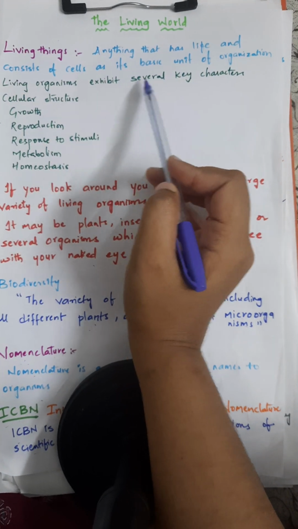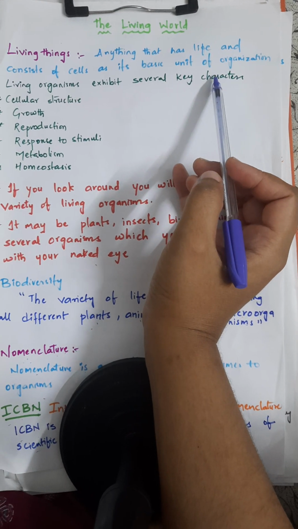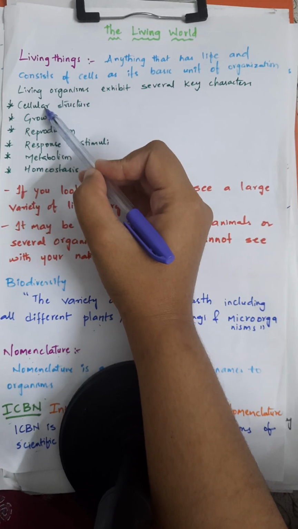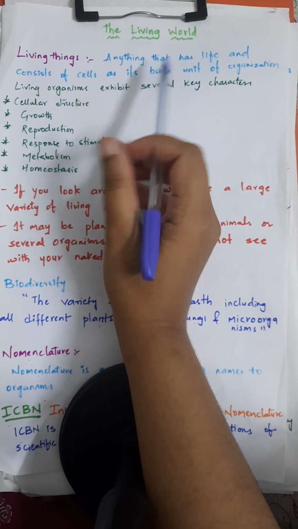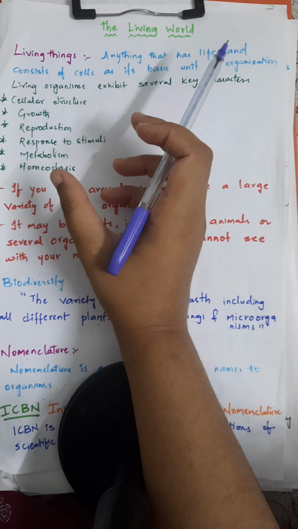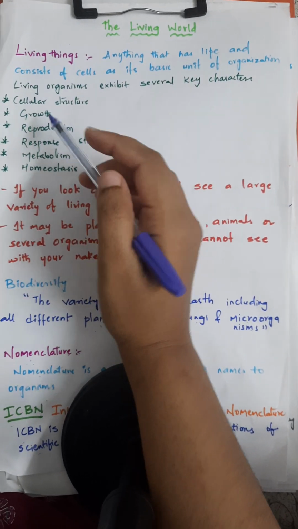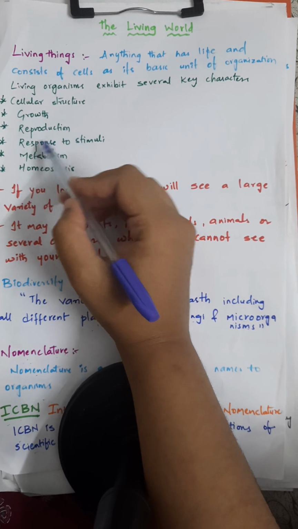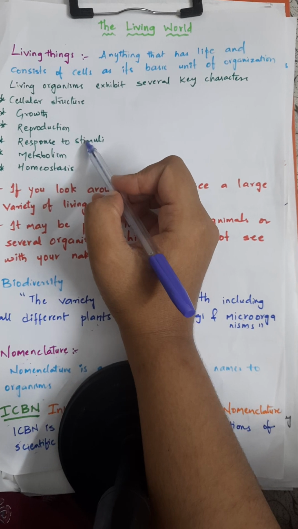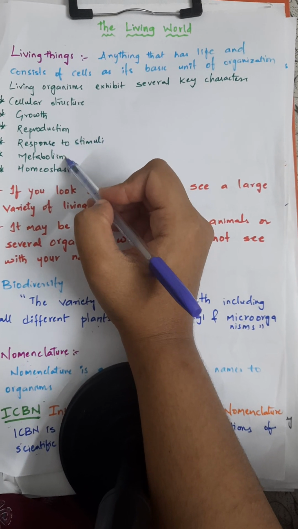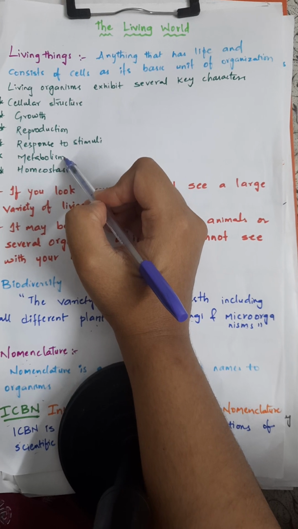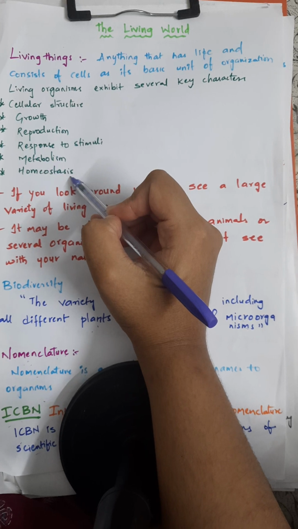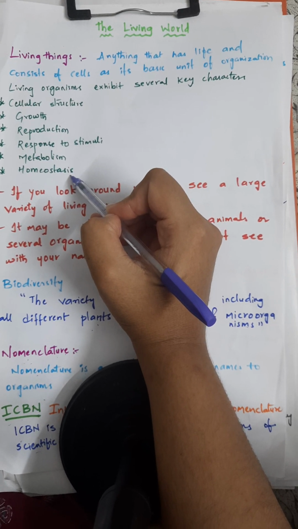So living things exhibit several key characters. There are some specific features which are found in living organisms. What are these? First one is the cellular structure, means a particular cell structure is there. Then growth means it will increase in its mass. Then reproduction means it will give rise to its offspring. Response to stimuli, whenever a light or any pressure is given, it reacts to that. Then metabolism means both anabolism and catabolism take place. Then homeostasis means it maintains its particular internal environment, internal temperature.